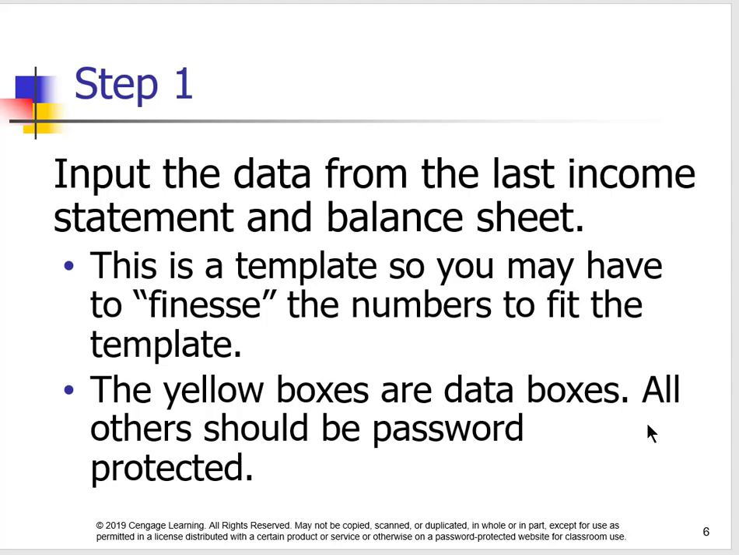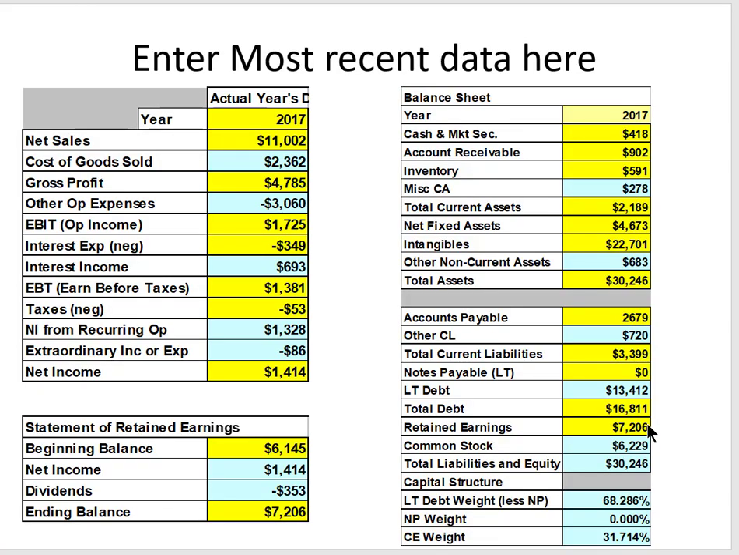In my worksheets, all of the yellow boxes are data boxes. The other things are typically password protected, and they're formulas. So in this case, for sales, we just need to know sales. You need the gross profit, and it'll calculate the cost of goods sold. Likewise, if you know EBIT, it calculates the other operating expenses, etc.